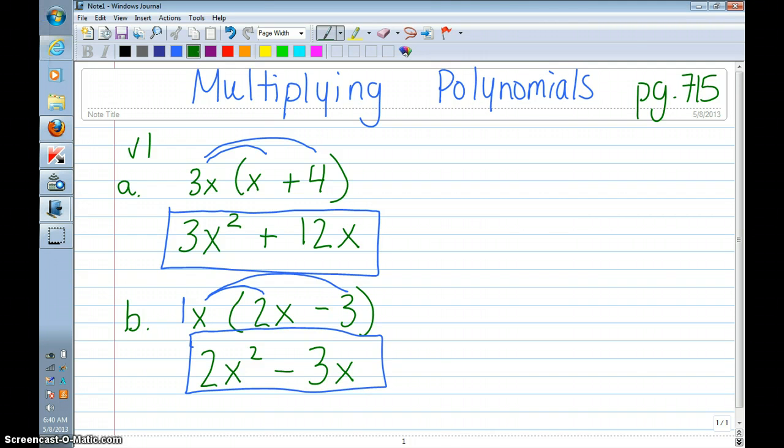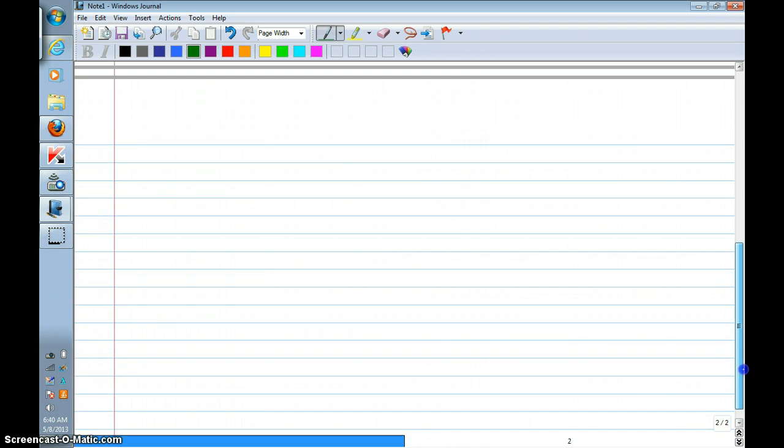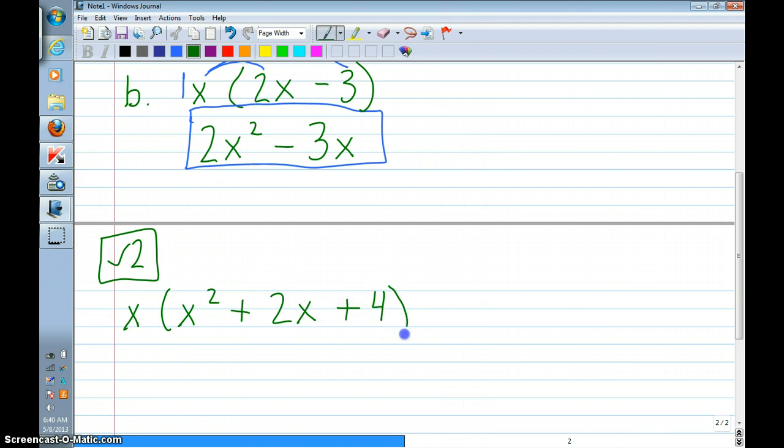In check 2, they're just multiplying a monomial by a trinomial. So they're just adding a term. So we'll try some of those for check 2 also. Let's try x times (x squared plus 2x plus 4). Again, the term on the outside distributes to all 3 terms on the inside.